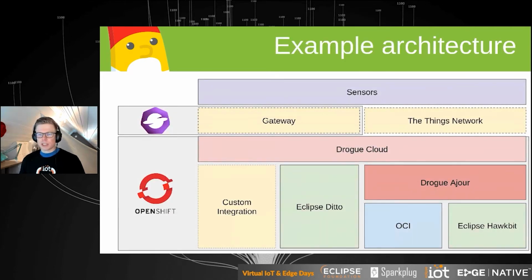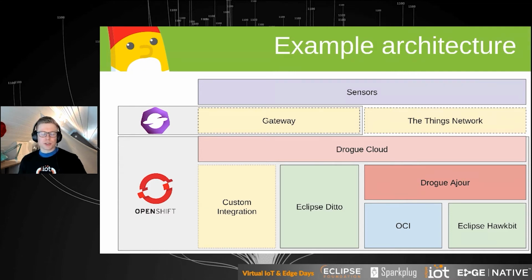So here's an example of an architecture where you have Drogue Cloud integrated with a lot of different services. On the top you have the sensors, which we just talked about, and then you have the gateways that could be scheduled by the OCM capability, but not all sensors go through the gateway. You also have external networks like The Things Network, which sensors talk to, and which forwards the data to Drogue Cloud.